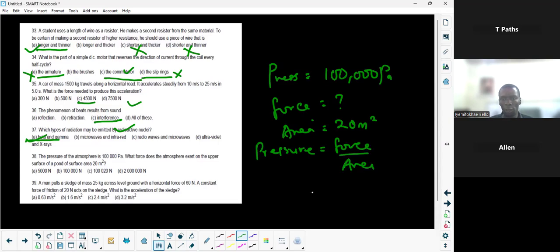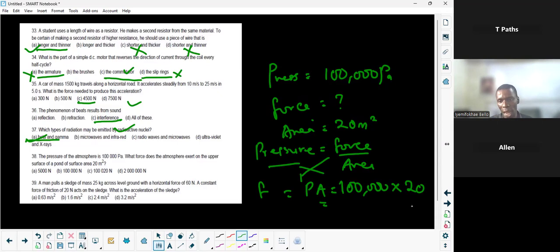So when you cross multiply, force times 1 is force. Pressure times area is what? PA. Which is, our P is 100,000 times our A is 20. When you multiply this together, you are going to get 2 million Newton. The correct answer is D. D is the correct answer. Are we good to go?